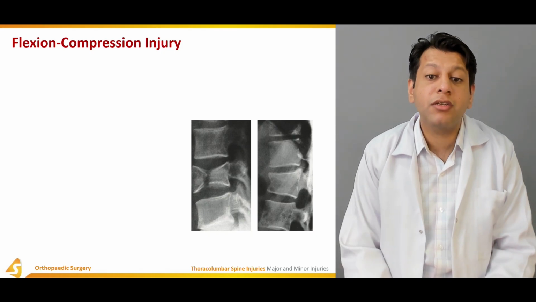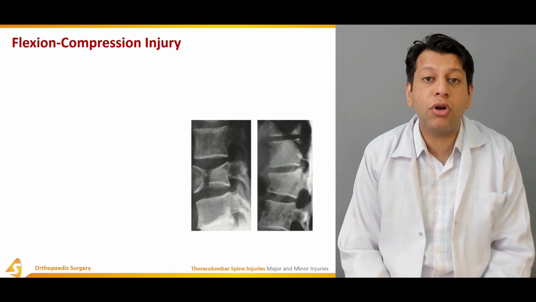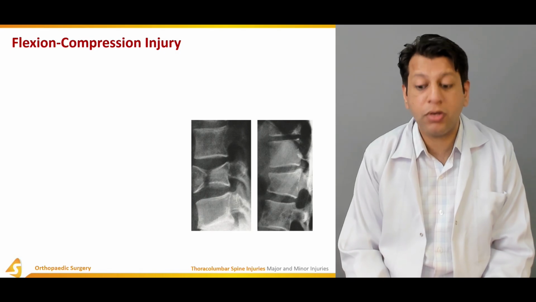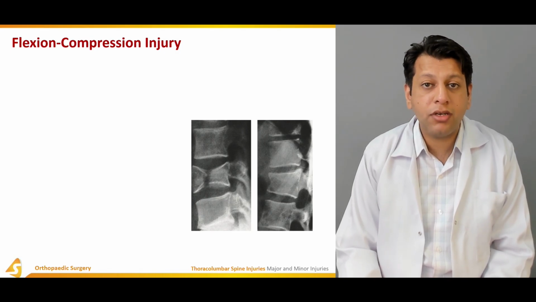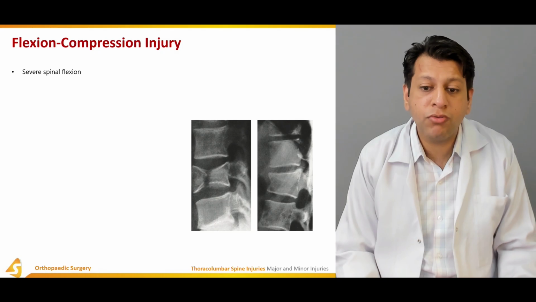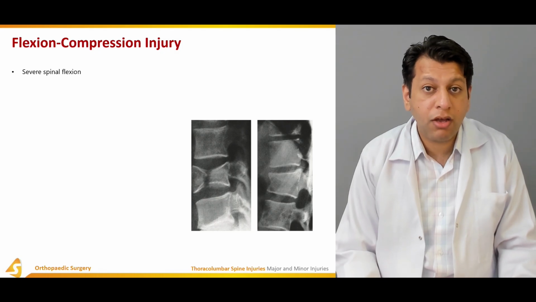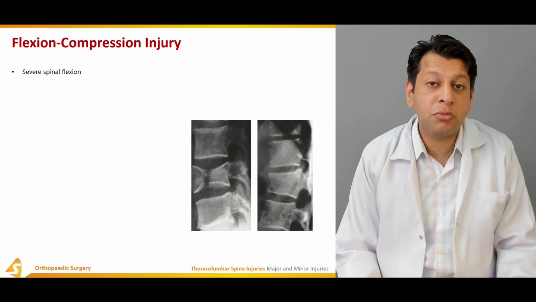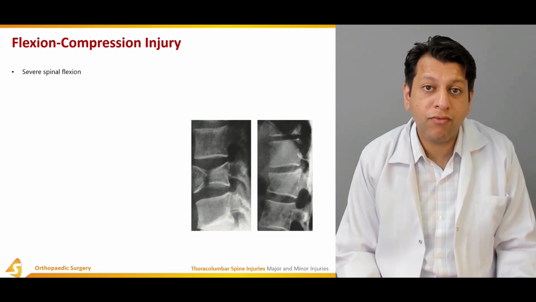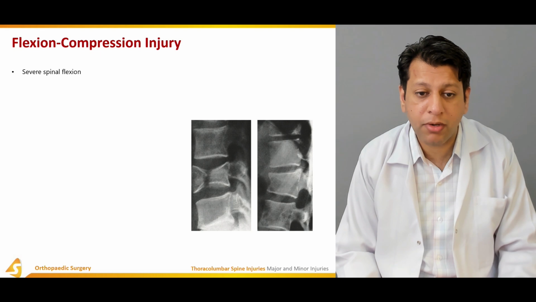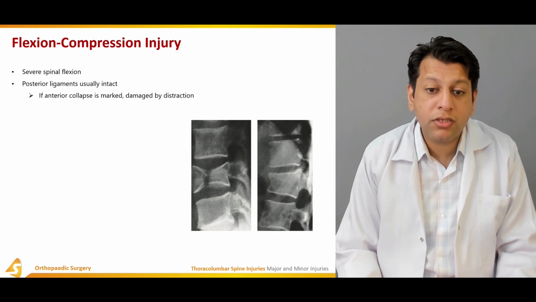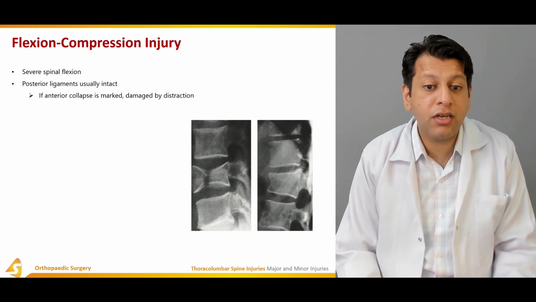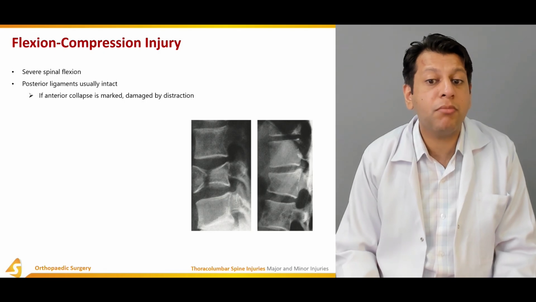Now coming to the flexion-compression injuries. This is also called flexion distraction injuries, in which there is initially axial loading leading to a compression type of injury, along with some forward displacement due to the overriding flexion of the proximal segment. The posterior ligamentous complex is usually intact. If anterior collapse is marked, damage may be by distraction.